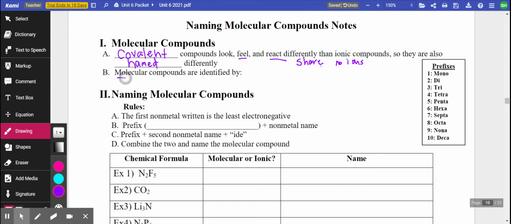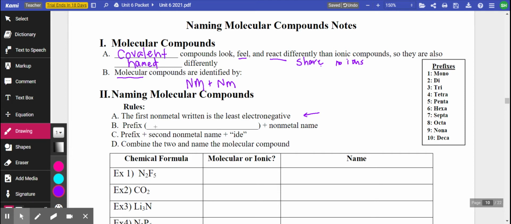So molecular, also known as covalent compounds, are identified by having a nonmetal and a nonmetal. Okay? So you'll look at the chemical formula and see if it's a nonmetal and nonmetal, then you're using covalent naming and formula writing rules. If it's a metal and a nonmetal, then you would use ionic naming and formula writing rules. Okay, so we're going to learn today how to write names and formulas of these covalent compounds. So the first rule is that the first nonmetal that's written is usually the least electronegative, so the one that's furthest to the left on the periodic table.